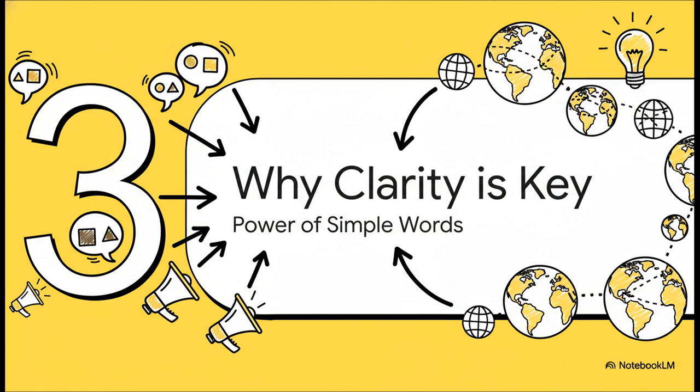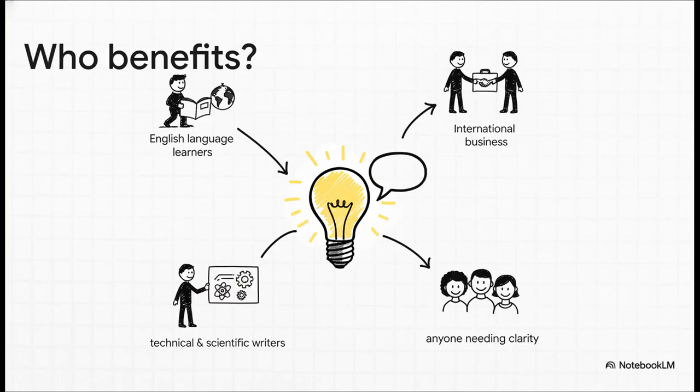So who actually benefits from this kind of extreme simplicity? I mean, the uses are huge. It's an amazing tool for anyone learning English, giving them a solid foundation to start from. It's absolutely crucial for international business or diplomacy, where one wrong word could have massive consequences. And it's a lifesaver for scientists or tech writers who need to explain really complex stuff without any room for error. Really, it's for anyone who just needs to be understood, loud and clear.